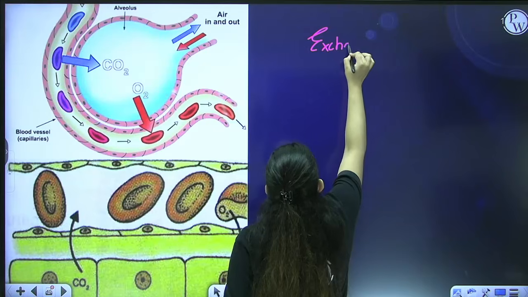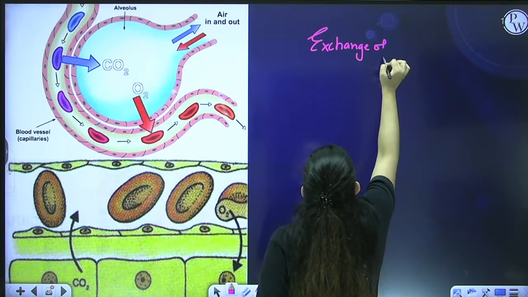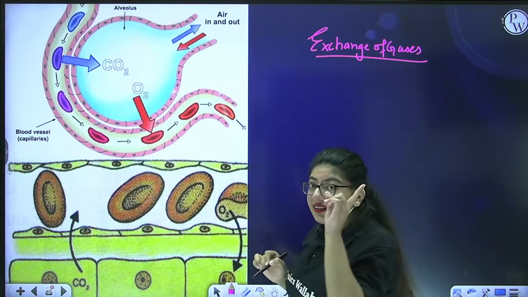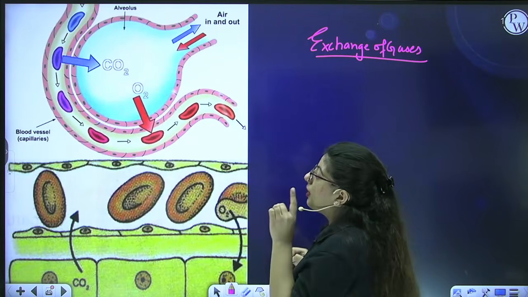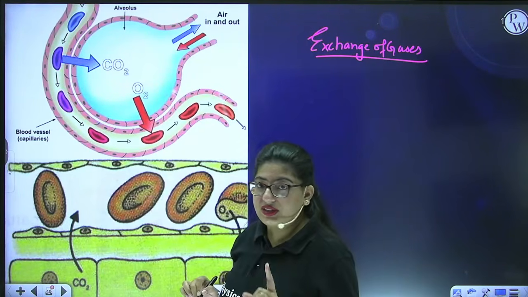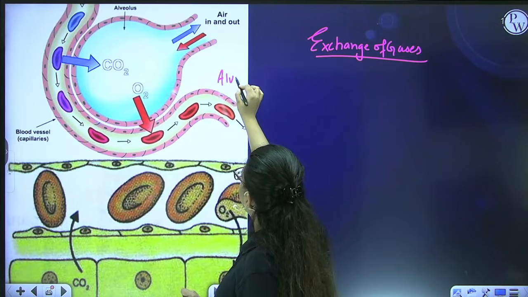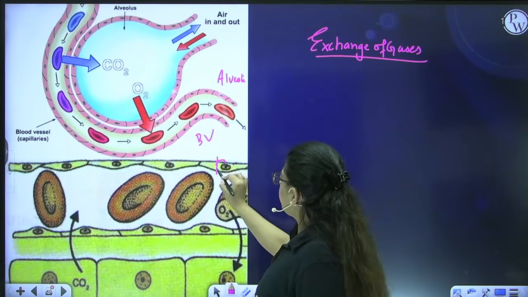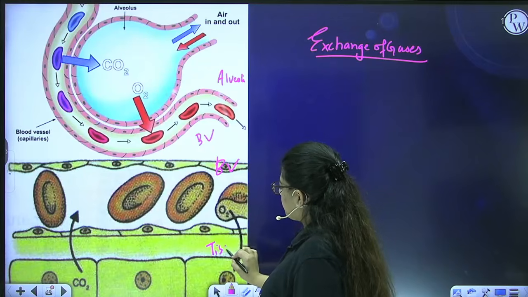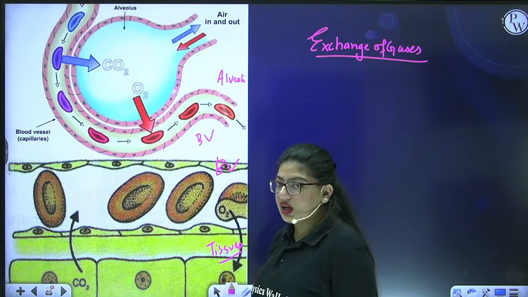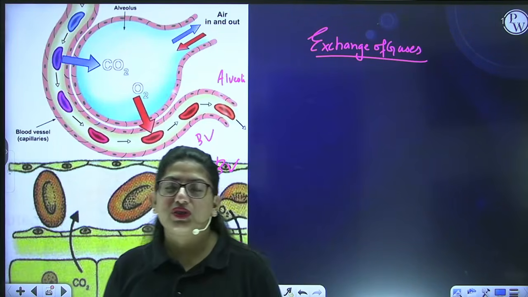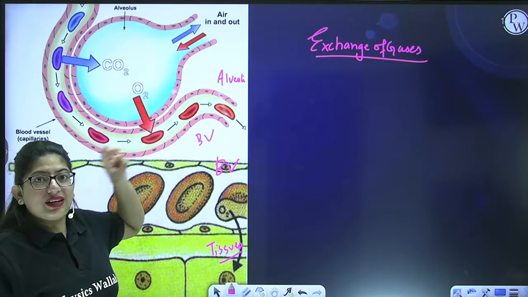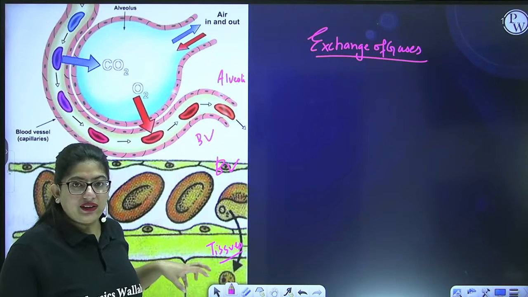Next, we have a very important topic, that is exchange of gases. How does the exchange of gases take place? First of all, the question is, where does the exchange of gases take place? First, the exchange of gases takes place between alveoli and blood vessel. Second, between blood vessel and tissues. So this is the most commonly asked question: tell the 2 places where exchange of gases takes place. 1, between alveoli and blood vessel. Second, between blood vessel and the tissues.